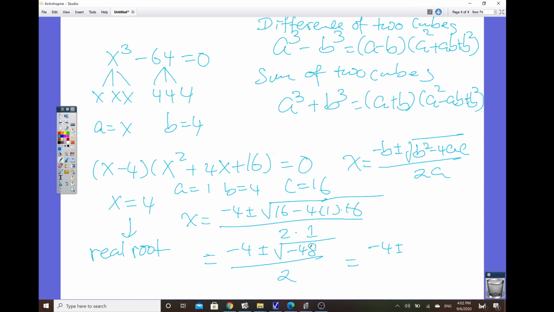So negative 4 plus minus, we try to break it apart. This one is considered 4 root 3 i. Again, the square root of negative 1, we can just pull that out as i, the imaginary number, over 2. And then once you divide it, what we got here is negative 2 plus minus 2 root 3 i. What I did here is just divide by 2 on top and the bottom. So we do have one real root, and two complex roots.